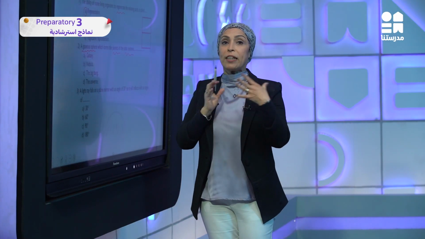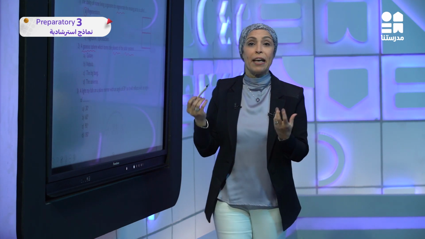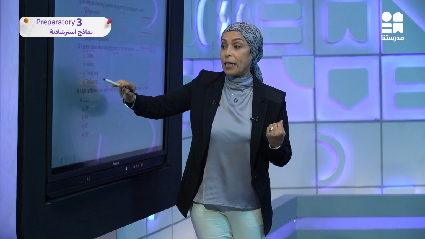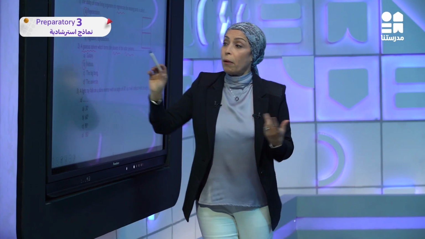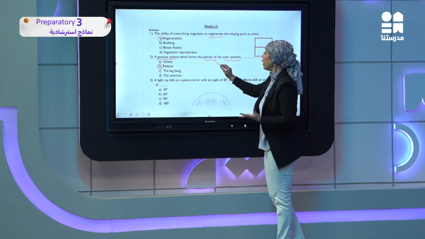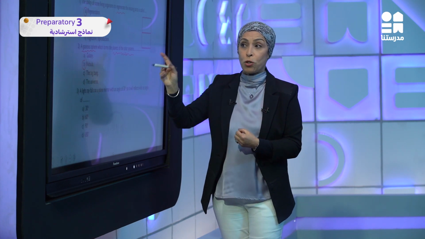Here he is only speaking about a gaseous sphere which forms planets of the solar system. Then I'm going to memorize the three theories. Which theory was depending on a gaseous sphere? Of course, it's the nebula theory. So the gaseous sphere here, it's nebula. It's not galaxy or Big Bang or the universe. Some of you might say I'm going to choose Big Bang because it's a gaseous sphere. First, it's a gaseous ball, the formation of the universe, gaseous ball, not sphere. We heard he spoke about planets of the solar system, not the formation of the universe. So concentrate well in this type of question.